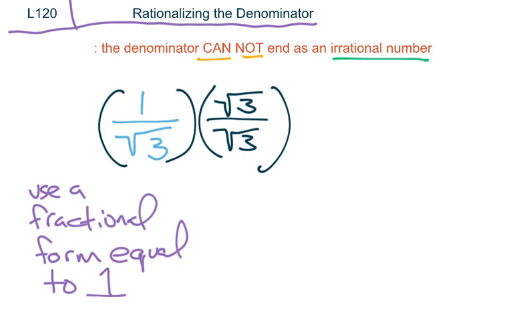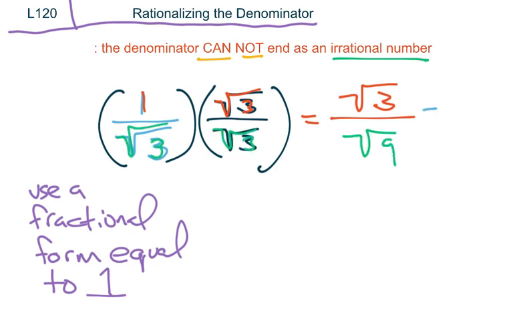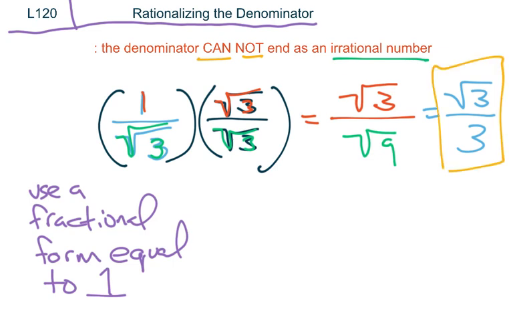Now on the top, what I'd be multiplying is 1 times rad 3, which is simply rad 3. And on the bottom, rad 3 times rad 3, we know to be rad 9. But that can be simplified further. So the numerator is rad 3, and the square root of 9 is simply equal to 3. Now that my denominator is no longer irrational, I can box that up. There is no concern about numerators being irrational. That's just fine. It's when the denominator is irrational.